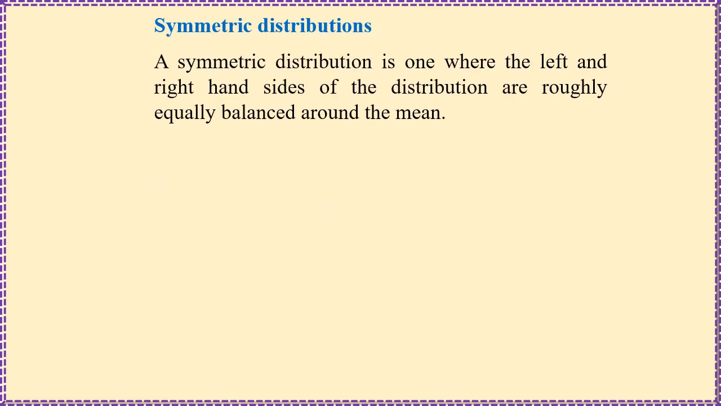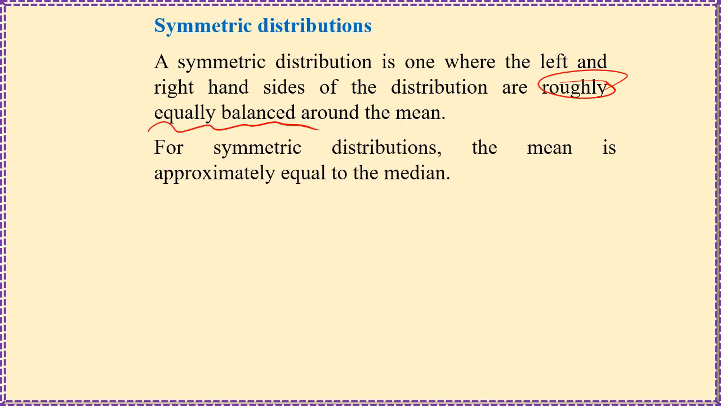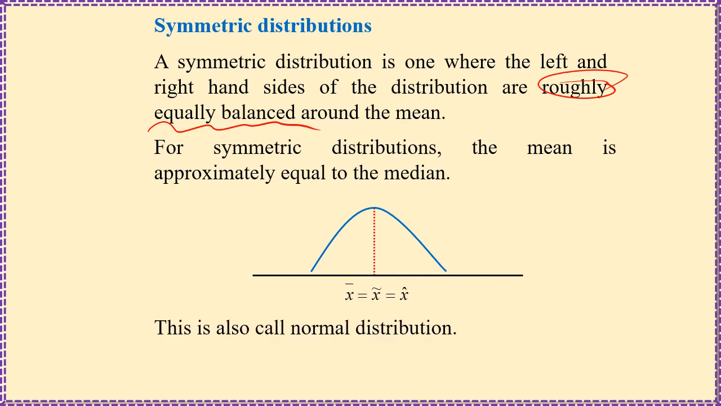Okay. So symmetric distribution. A symmetric distribution is one where the left and the right hand side of the distribution are roughly equally balanced around the mean. So the mean will be in the middle. For a symmetric distribution, the mean is approximately equal to the median, and also approximately equal to the mode. This is the so-called normal distribution. We will learn about the normal distribution in another chapter.